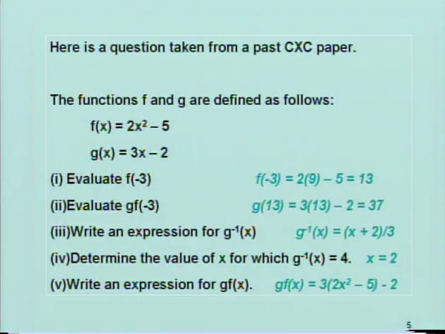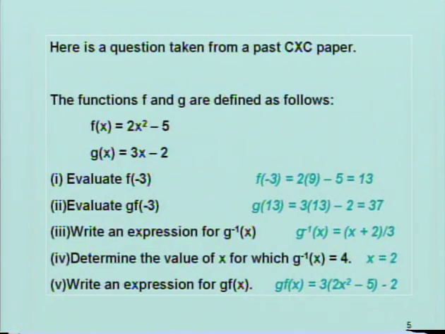Now this is asking us to substitute the value negative 3 in the function f of x. That is, negative 3 in f of x will be f of negative 3, which is equal to 2 times negative 3 squared, which is 9, minus 5. 2 nines are 18, minus 5 is equal to 13. So the answer is on the right hand side there.